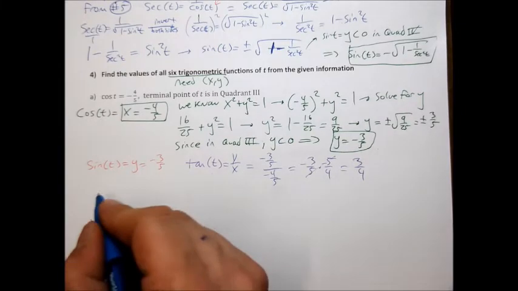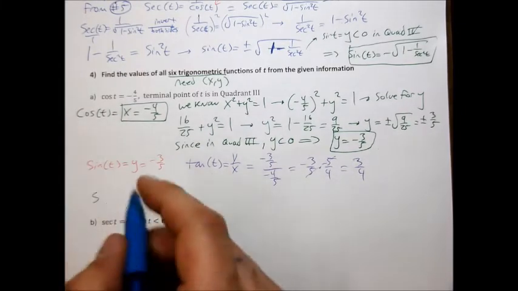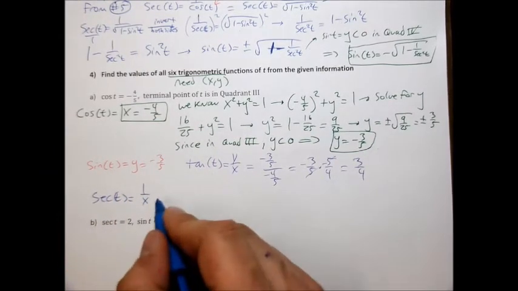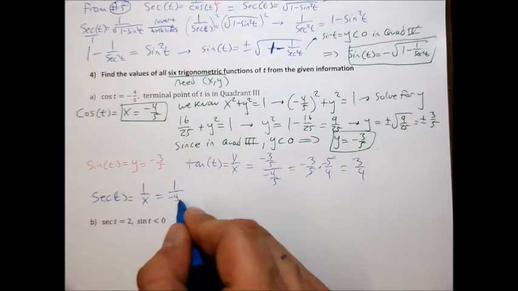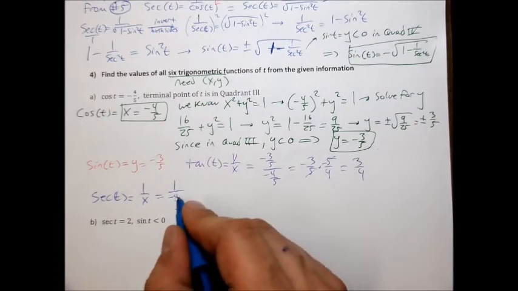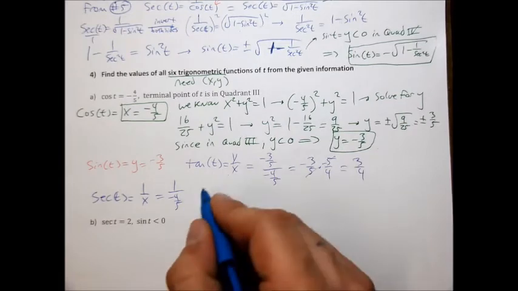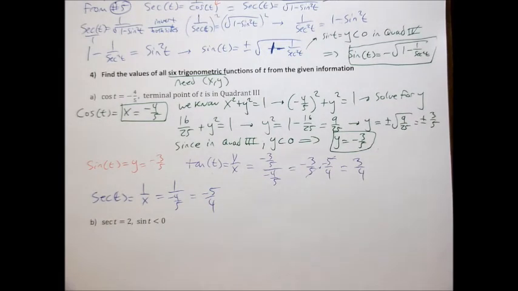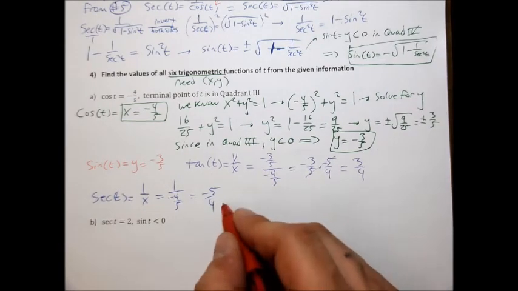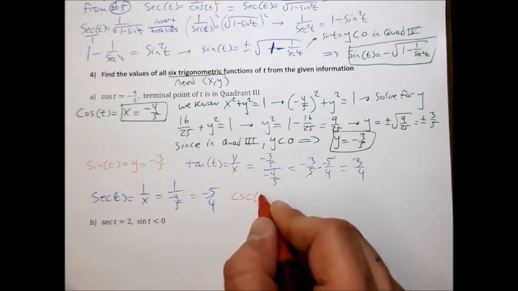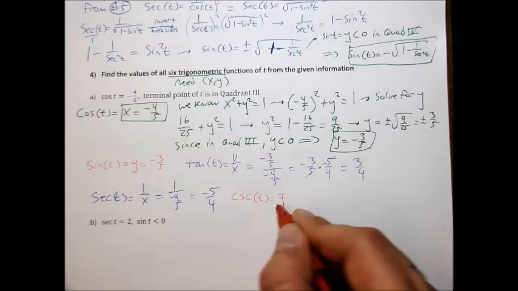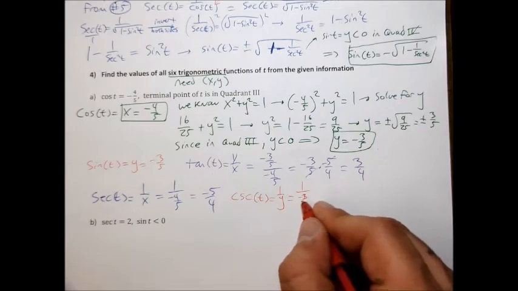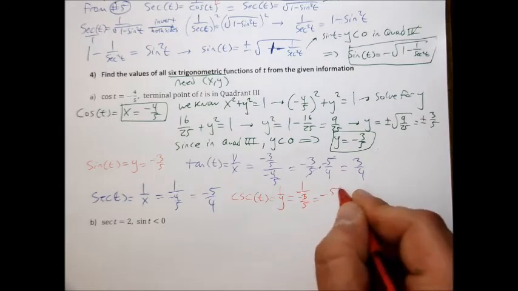Secant is the next one. And so secant of t is 1 over the x value. In this case, that's 1 over minus 4/5. And so again, we take the reciprocal of the bottom, and we get minus 5/4. Cosecant is the next one. Cosecant, we do 1 over y. And so that ends up being 1 over minus 3/5. So that's minus 5/3.